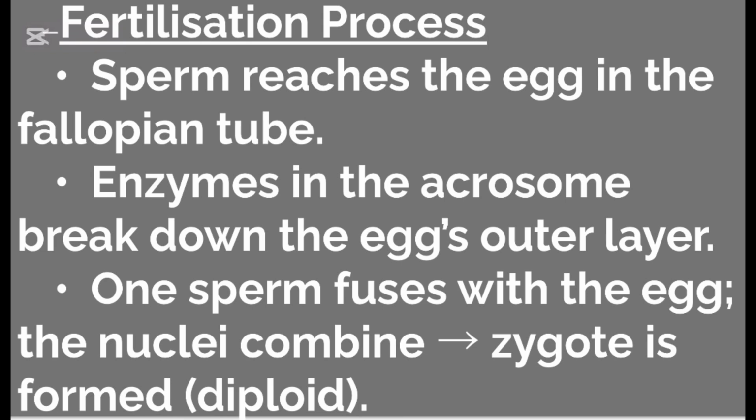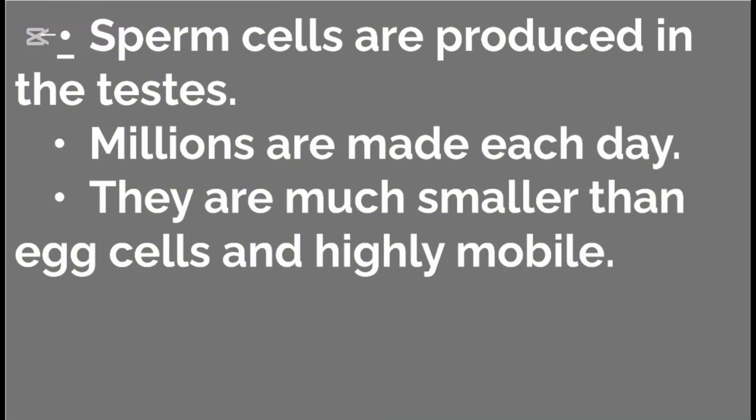Now, the fusion of the sperm cell and egg cell during fertilization to form a zygote leads to the production of a diploid cell, which now has a total of 46 chromosomes. And you should also know that the sperm cells are produced in the testes, and millions are made each day, and they are much smaller than the egg cells and highly mobile when compared to the egg cells.